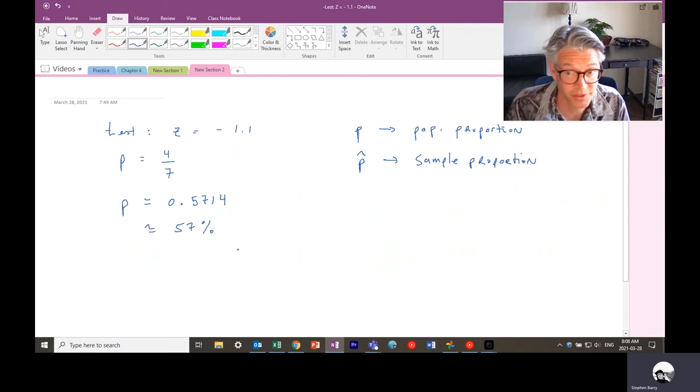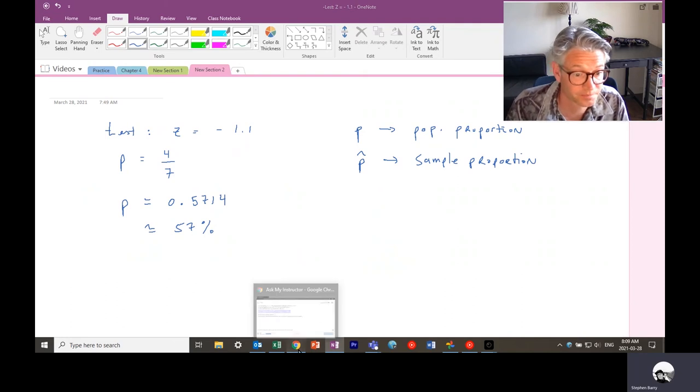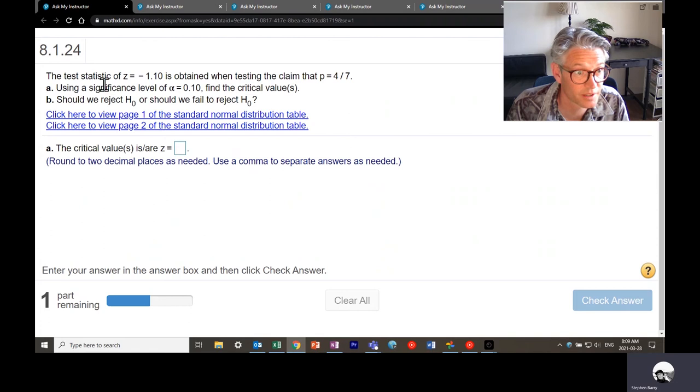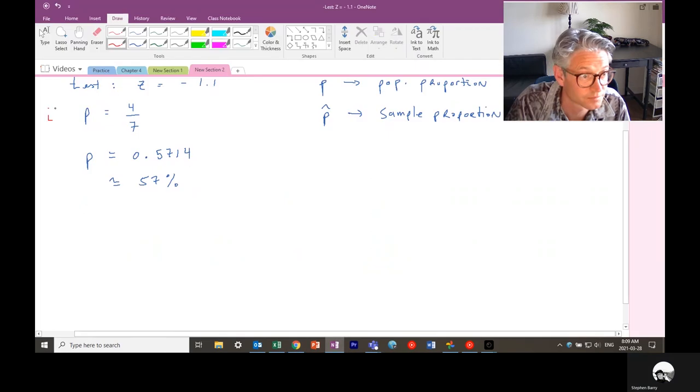Or is it, right? They're saying test the claim. We have a test score here, and test the claim that P equals 4 over 7. And step two normally is setting up the hypothesis test. Essentially they say test the claim that it is 0.5714.